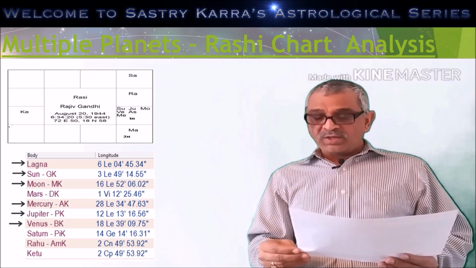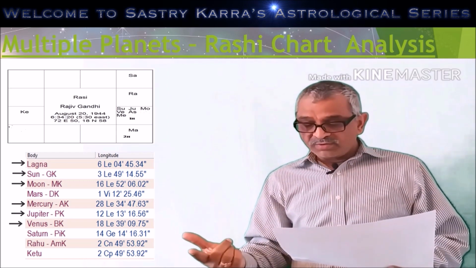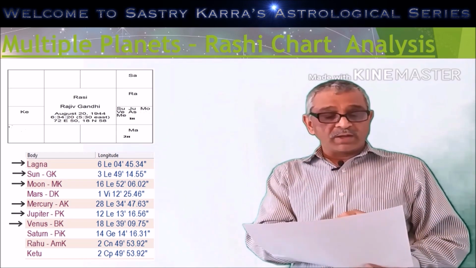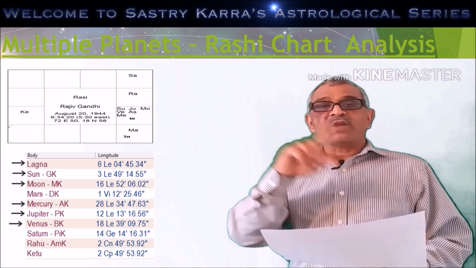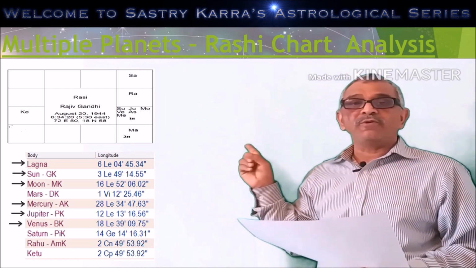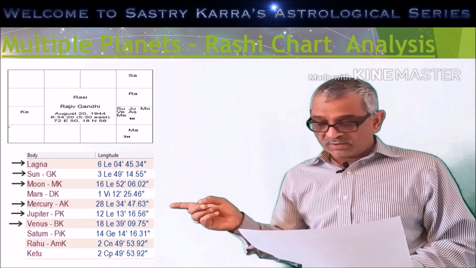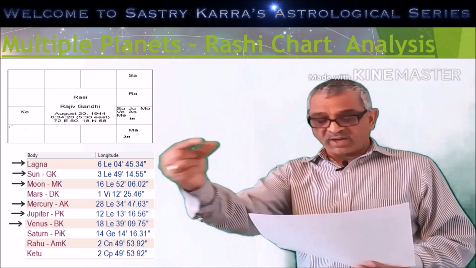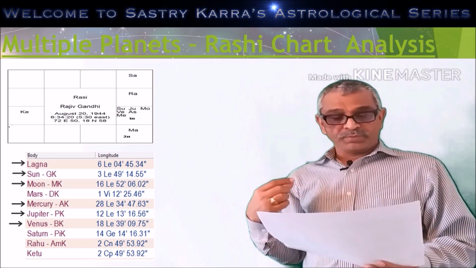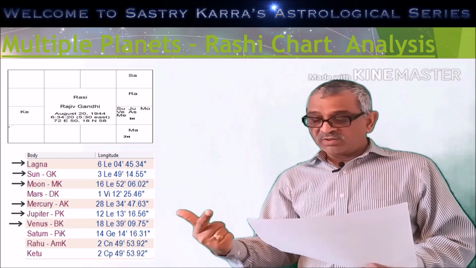Next, the important planet is Jupiter. Jupiter is at 12 degrees. Jupiter is the 5th and 8th house lord. Jupiter is at 12 degrees, which means just above the Rashi Sandhi. Then Moon. Moon is the 12th house lord. Moon is at 16 degrees.